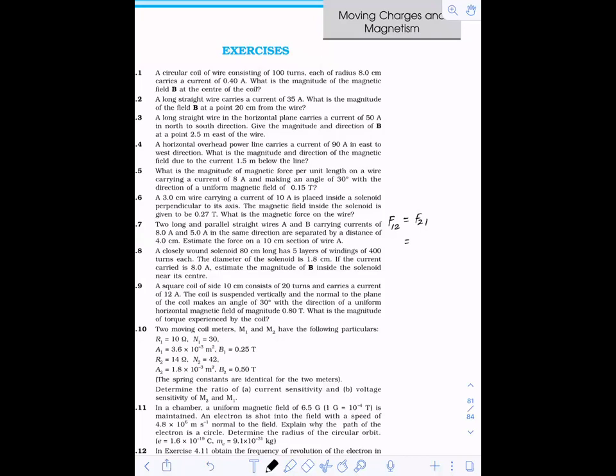It should be I1 into I2 into length of the wire, into mu naught into 2, because it's an infinite wire, and then we will write 4 pi r. Yes, 4 pi r. So this is B I L, B, I and L. Correct? Understood? How did I write this equation?